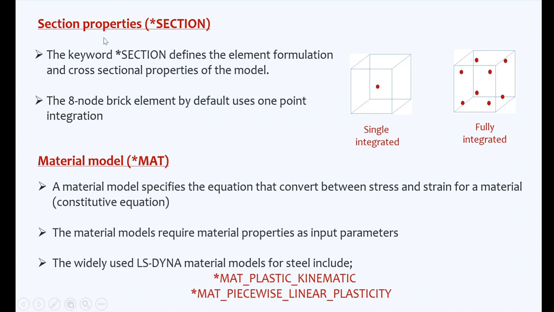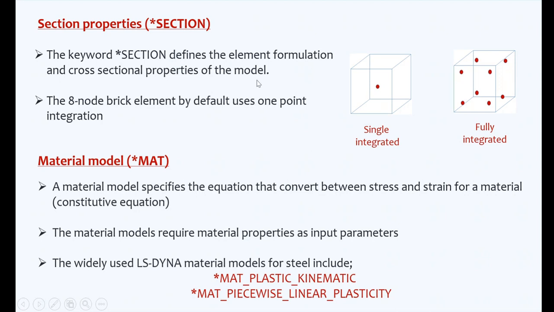So first one is section property, and in LS-DYNA, every parameter that we assign to a model, we call it a keyword. The section that I have shown in this bracket is actually a representation of the keyword, with asterisks. We write this, and then you can understand that it is a keyword in LS-DYNA. So the keyword section defines the element formulation and cross-sectional properties of the model.